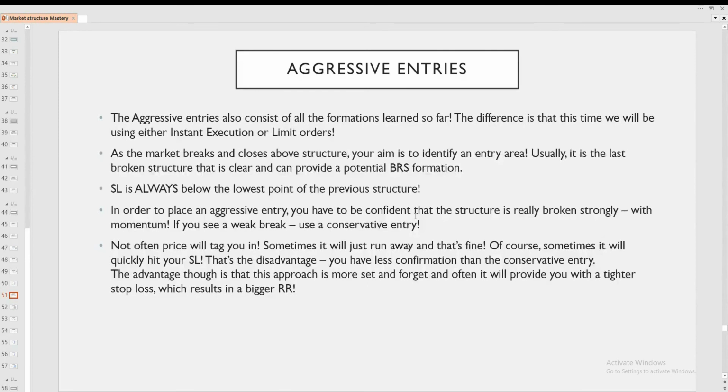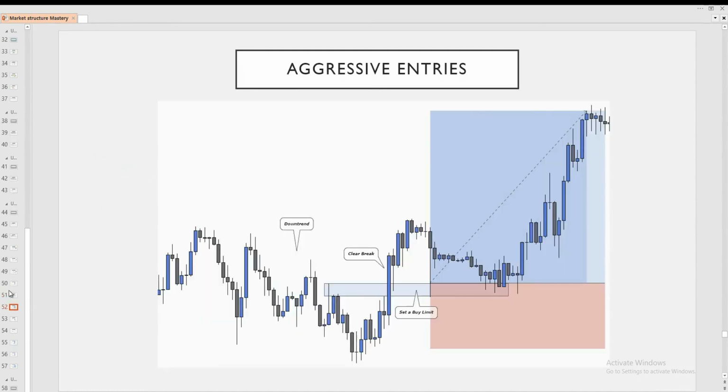So that's the disadvantage of the aggressive entries, that you are going to have less confirmation than the conservative entry. You're going to set a limit and forget, okay? And you don't know if that is actually going to work out or not, but this is part of trading. We never know what's going to happen. The advantage though is that this approach is more set and forget. It will most of the time provide you with a tighter stop loss, which will on the other hand result in a bigger R&R. So if all of that is clear, make sure to digest it. Let's have a look at some examples. I have prepared a lot for you right there.